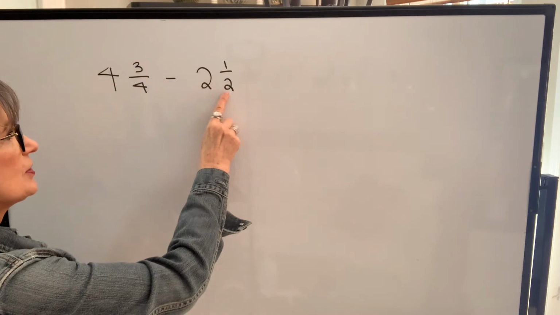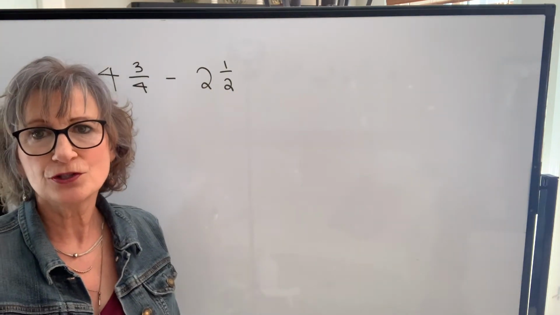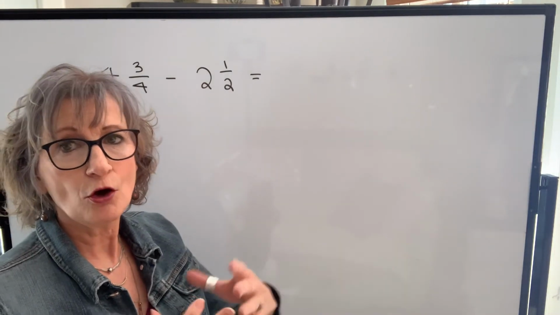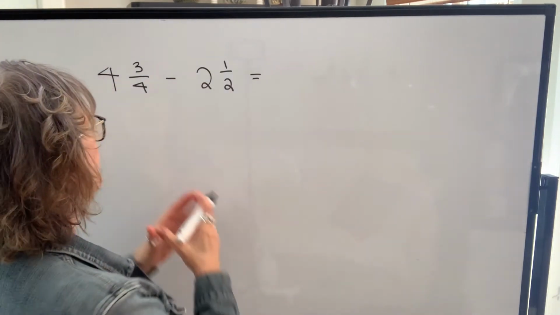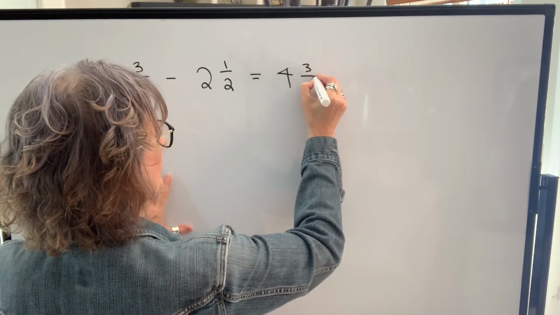My lowest common denominator here is 4. That's the lowest number that both 4 and 2 divide into evenly. So I'm going to start by expressing all my fractions with the same denominator. 4 3/4 I can leave because it already has the denominator I want.